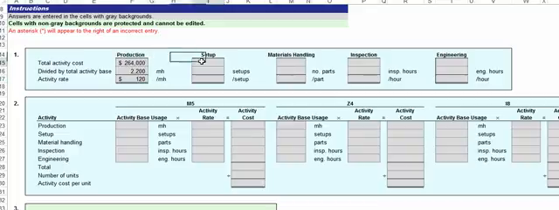Okay, then let's calculate the rate for setups. The cost there is $96,000. We're going to allocate that based on the number of setups. Total number of setups is 400. So we're going to say 96,000 divided by 400, and we get $240 per setup.